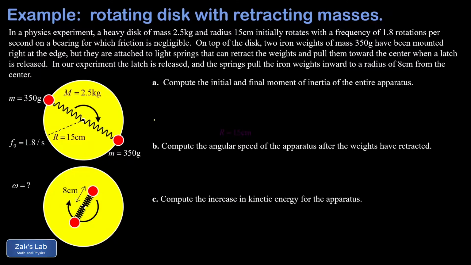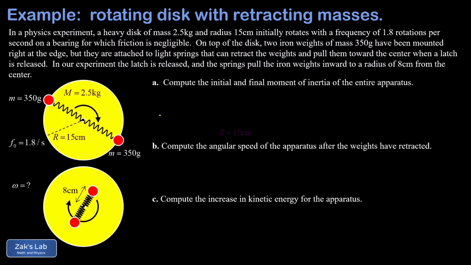In this video, we're looking at a rotating disc. It's rotating on a bearing with negligible friction. And there are two additional masses mounted to the top of this disc. Those are connected to light springs. And as the disc is freely rotating, a latch is released and these springs retract, drawing those two masses closer to the center of rotation.